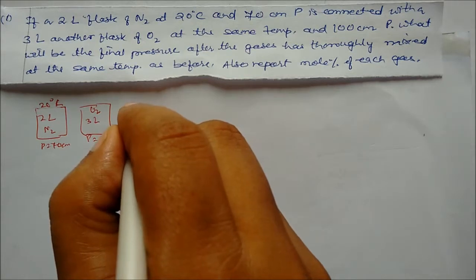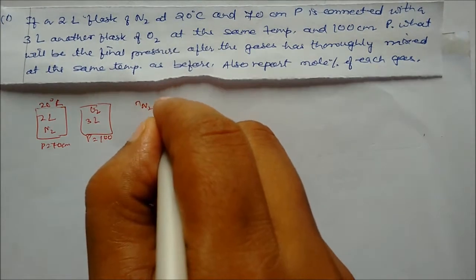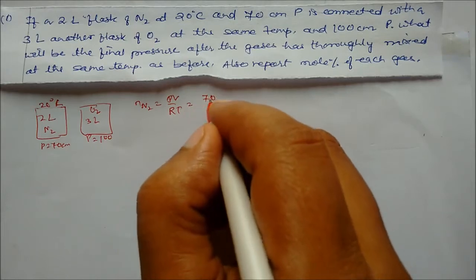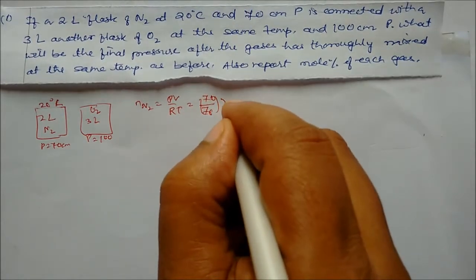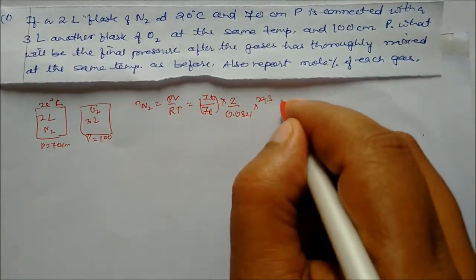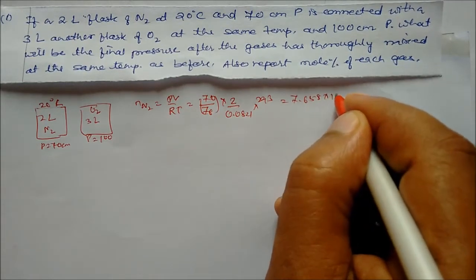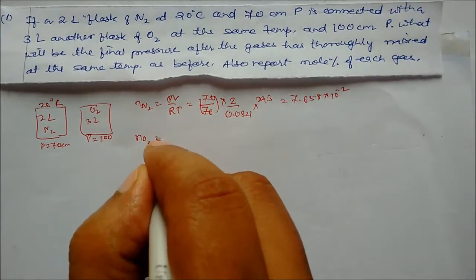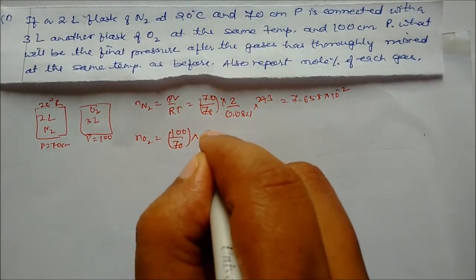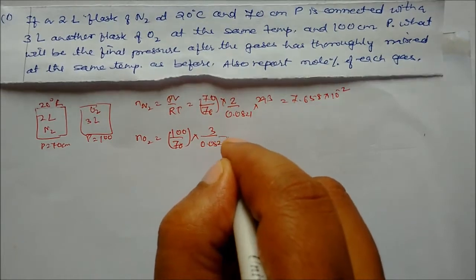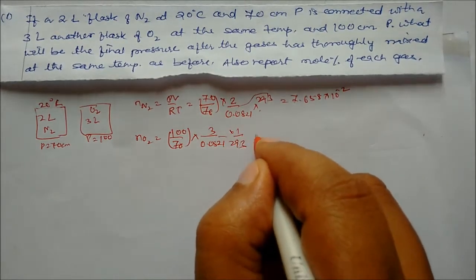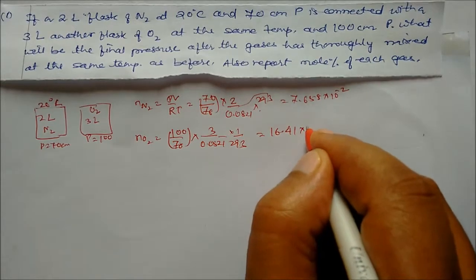So how many moles of nitrogen are there? n equals PV by RT. P is given as 70 centimeter, divided by 76 centimeter, and volume is 2, and here 0.0821 multiplied by 293. So you will get 7.658 into 10 power minus 2 moles. Similarly, we can find the moles of oxygen. So we write 100 by 76, and 3 divided by 0.0821 into 293. Again you can solve it, 16.41 into 10 to power minus 2.